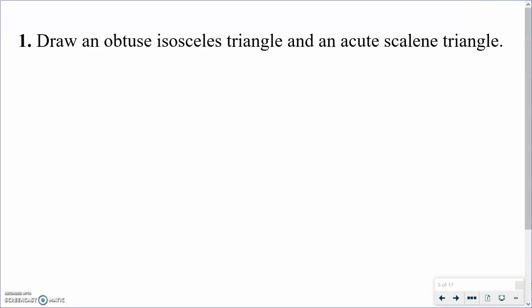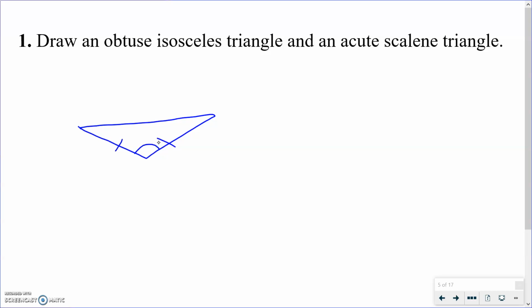We can also draw triangles based on the description. So we want to draw an obtuse isosceles triangle to start with here. So obtuse means it has 1 obtuse angle, and isosceles means that it has 2 of the same length sides. So this is what my obtuse isosceles triangle looks like. And this would be the obtuse angle that is greater than 90 degrees.